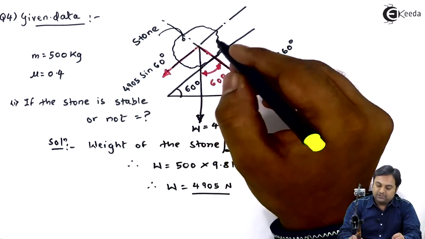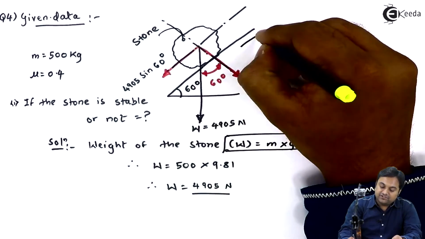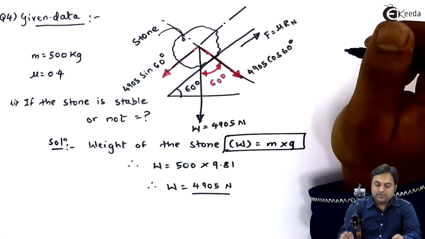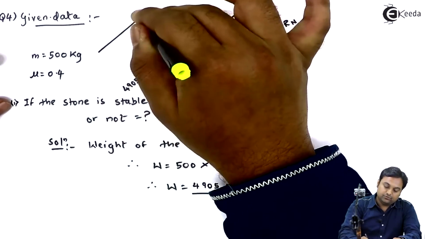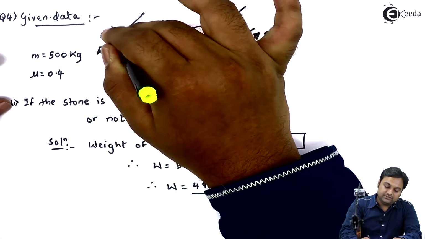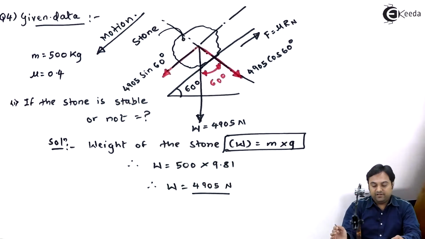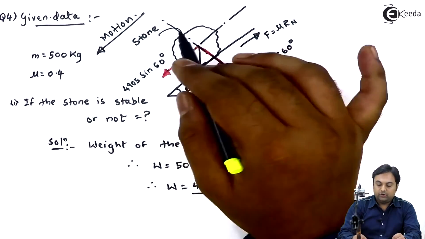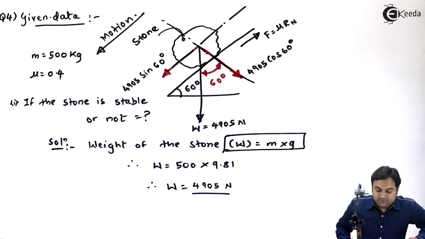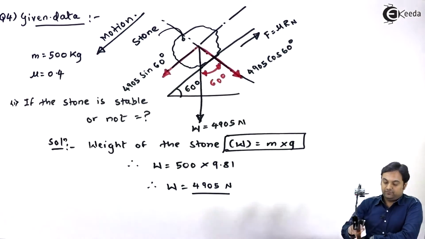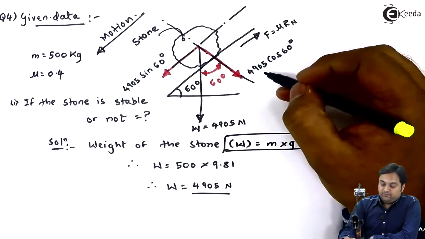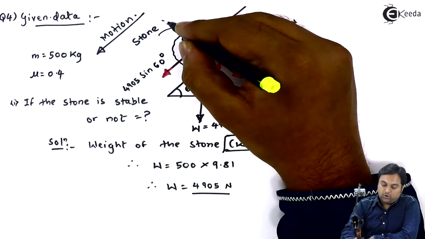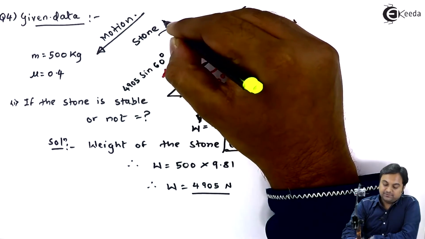Next, 4905 sine 60 degree. Because of this component, the stone will be sliding downward, but friction force will try to oppose it, which is mu into Rn. It means the motion of the stone is in the downward direction. So here we have to see that since it is moving down, if it is stable or not, means if it is falling or not. See, for this we need one condition. Now what is that? First of all, 4905 cos 60 is acting perpendicular in the downward direction. Opposite to this, there will be normal reaction, which is Rn.